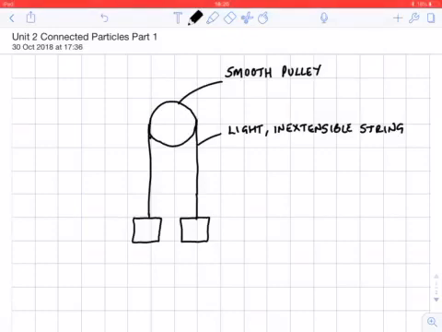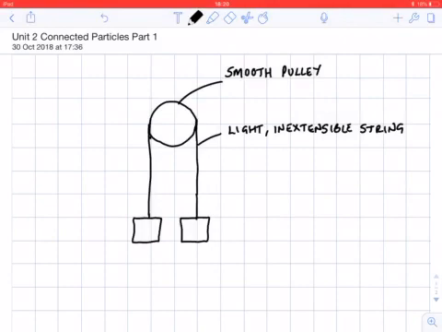So in this first video, we're just going to set up some of the modelling assumptions that we make when dealing with connected particles. So as you can see in this diagram, I've got two particles that are connected by a string over a smooth pulley. Now the string is light and inextensible.